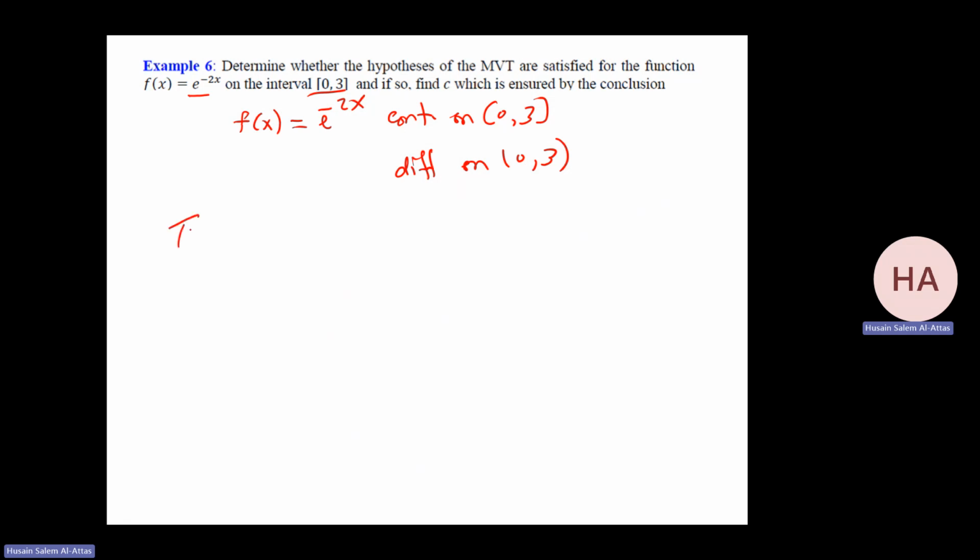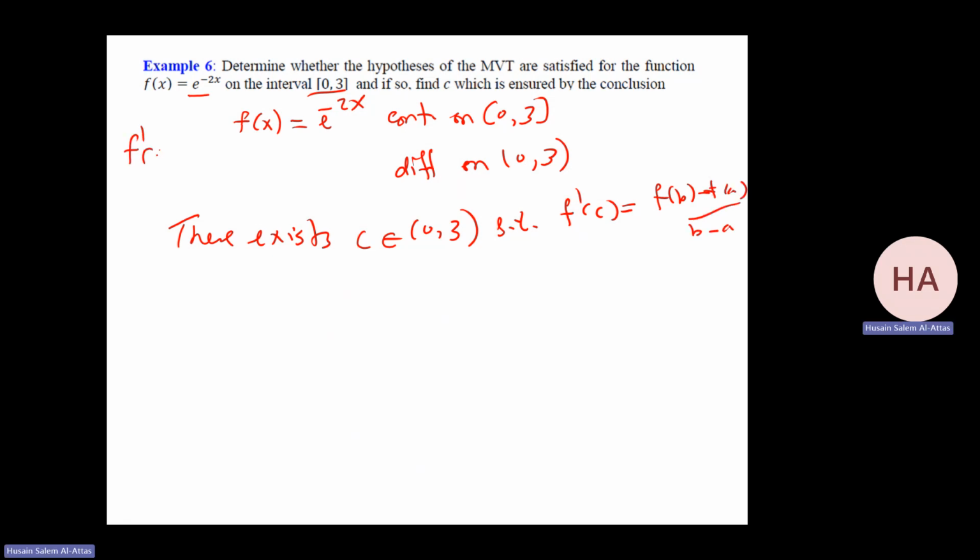So there exists a c belonging to the interval 0 and 3, so that f prime at c equals f of b minus f of a over b minus a. f prime of x equals what? The derivative of minus x squared is minus 2x. So I have minus 2c equals f of 3 minus f of 0 over 3 minus 0. f of 3 is what? It is minus 6. That implies e to the minus 2c.